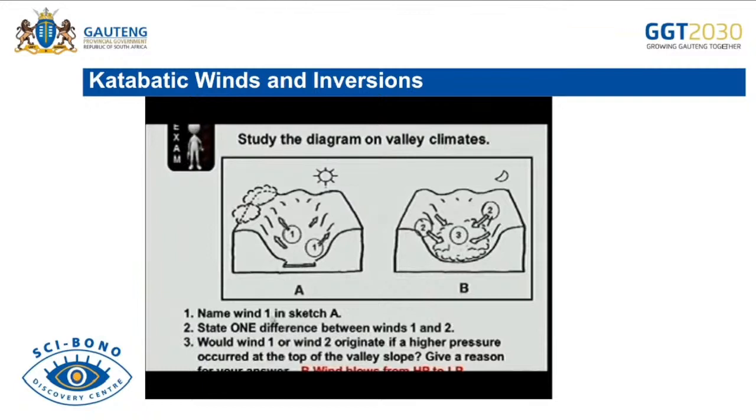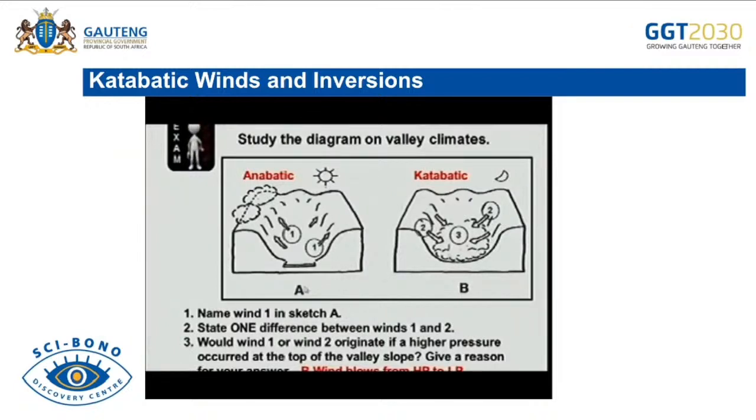Name the wind 1 in sketch A. Here's sketch A, the wind 1. Right. Now remember, it can only be one of two, the katabatic or the anabatic one. So we've got the anabatic one here in the day, and the katabatic one during the night that we've got there. Okay.